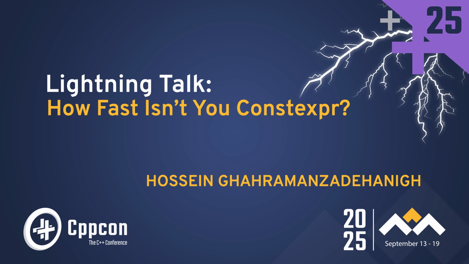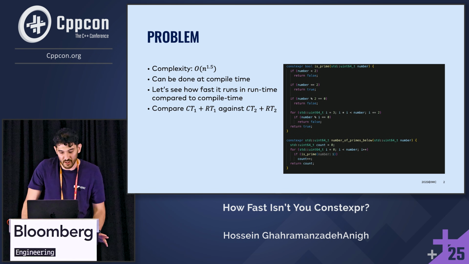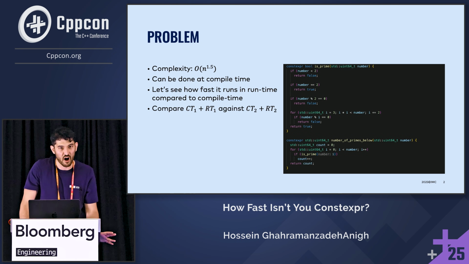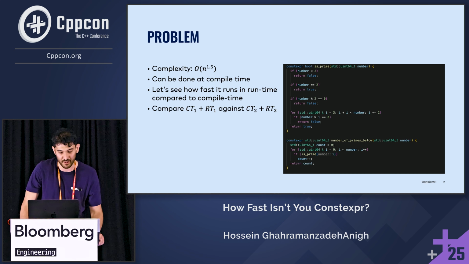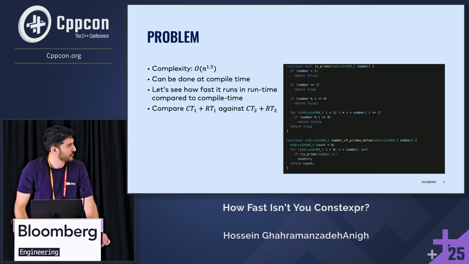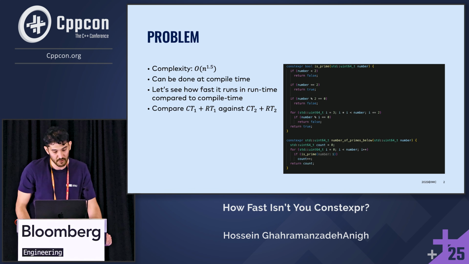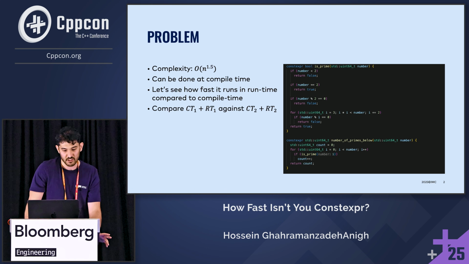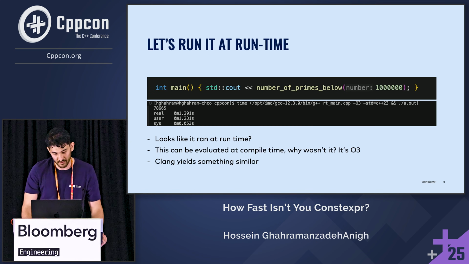All right, let's figure out how fast is Constexpr. So we have a problem. We want to count the number of prime numbers below a certain number. This code runs at an odd complexity of n to the power of 1.5, and can be run at runtime and compile time. And what we're going to do is compare the sum of compile time and runtime each time. And that will give us some idea about the number of simple statements in the compiler.